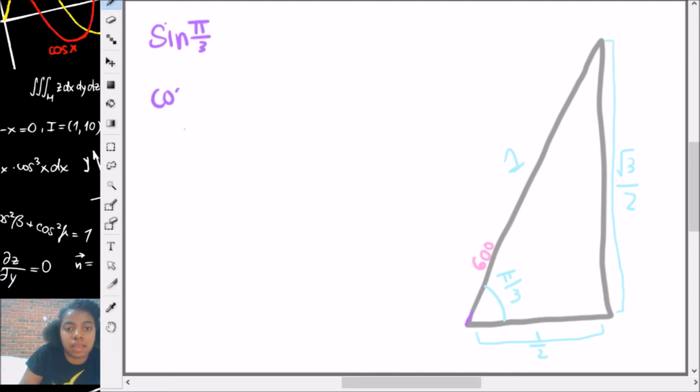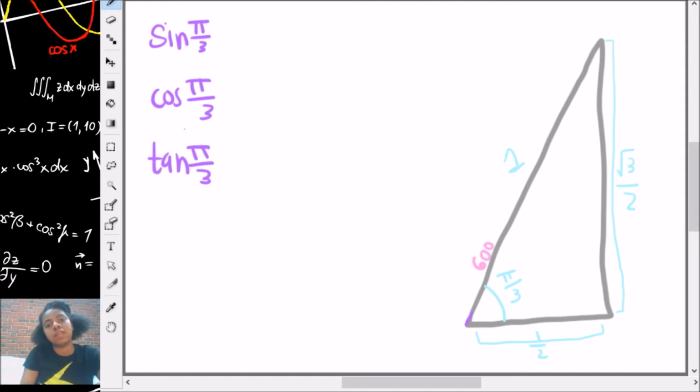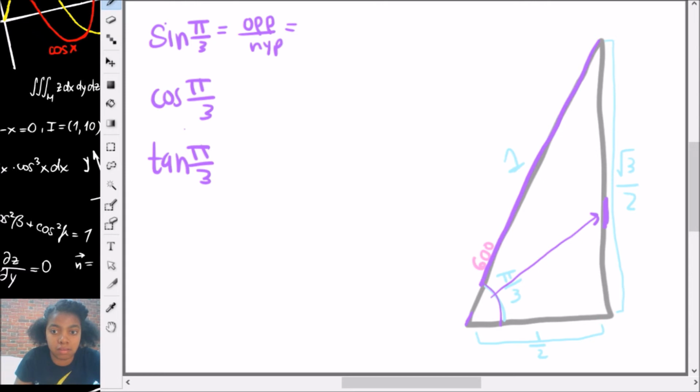What is the cosine of pi over 3? And what is the tangent of pi over 3? Okay, so we know the sine is the opposite over the hypotenuse. Which means if you have this angle, the opposite side is going to be this one right here, and the hypotenuse is always going to be this long side.